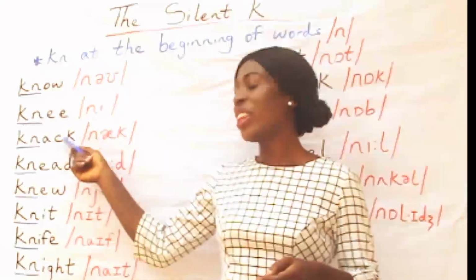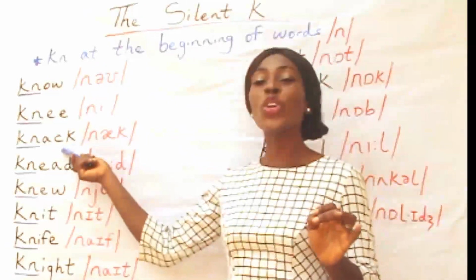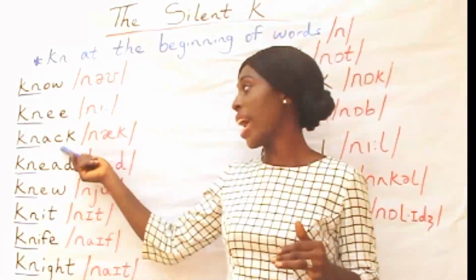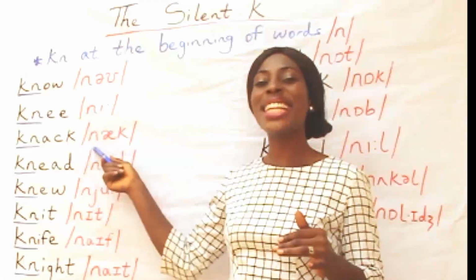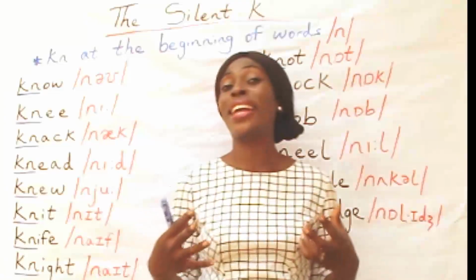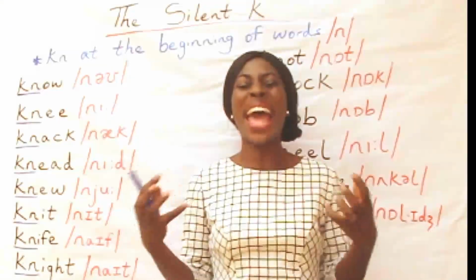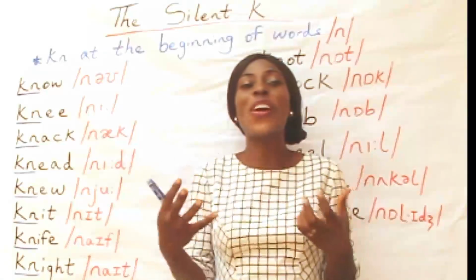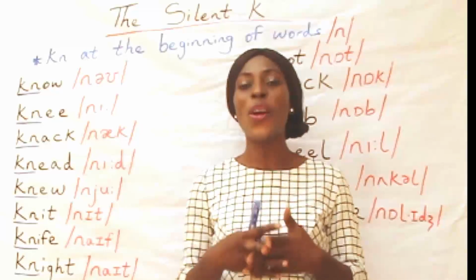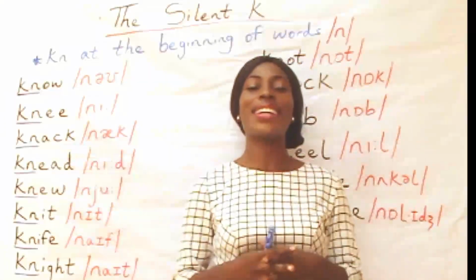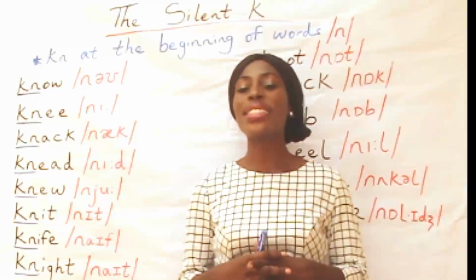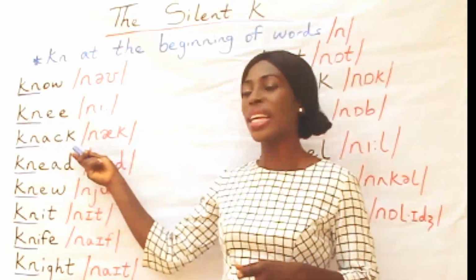Knack. In the word knack, the K is silent. So you don't say k-nack. That is wrong. You say nack. Knack is a special skill or ability that you naturally have. So a natural skill, natural ability, is called a knack. She's got a real knack for making money.